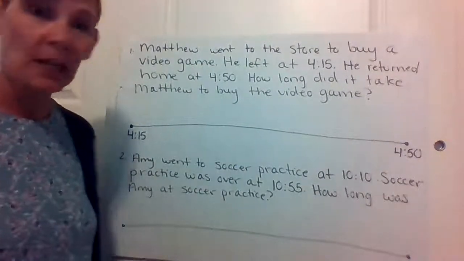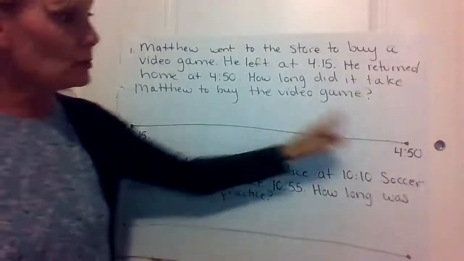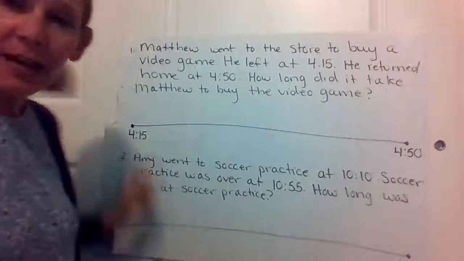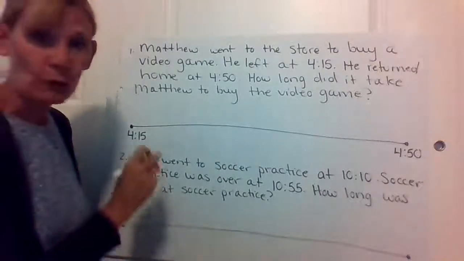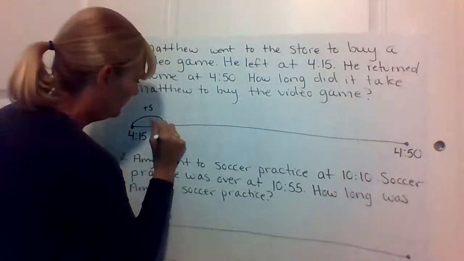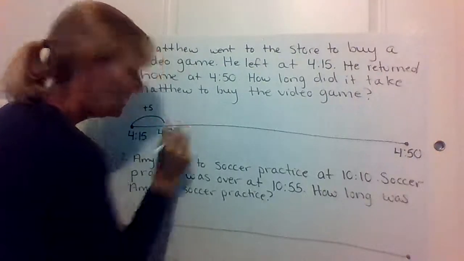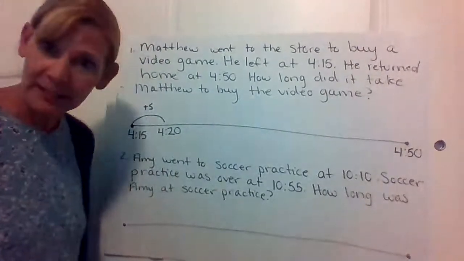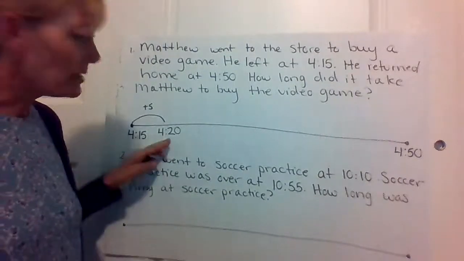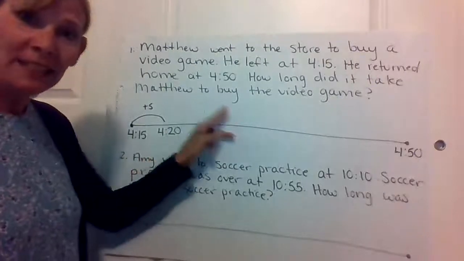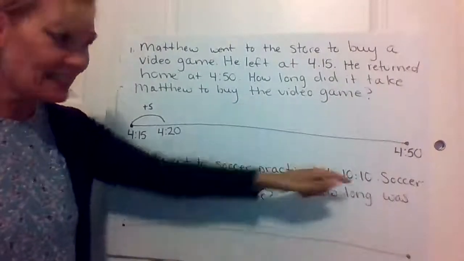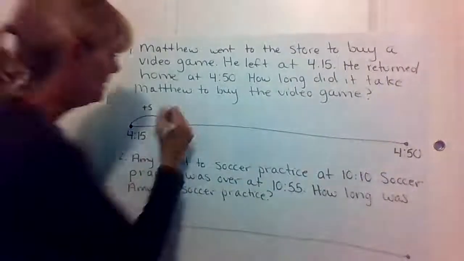and go home? So in order to do that, I'm going to do a number of hops until I get to 4:50. So I'm going to go ahead and I'm going to add 5 minutes to 4:15. Because I know that when I add big numbers, it's easier to add in groups of 5 and 10. So now that I'm at 4:20, I'm going to continue to add 10 minutes until I get to 4:50.